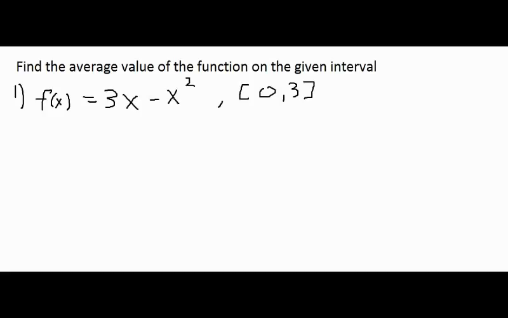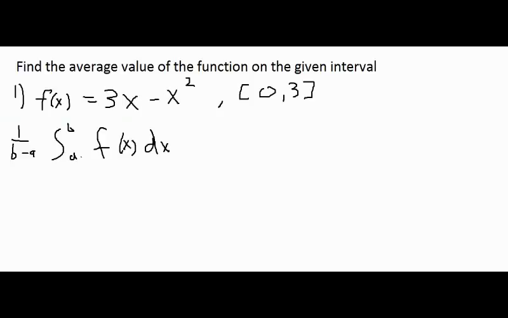So for our first example, we're going to find the average value of the function on the given interval. Our function for this problem will be 3x minus x squared, and our interval will be from 0 to 3. In order to solve this, we're going to need a base formula, or general guidelines, as to how to solve this problem. So for this one, I'll be using 1 over b minus a times the integral from a to b of f of x dx.